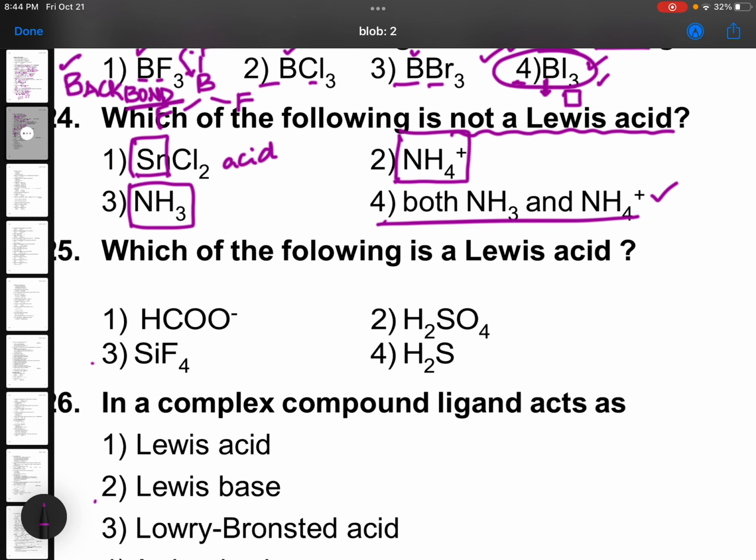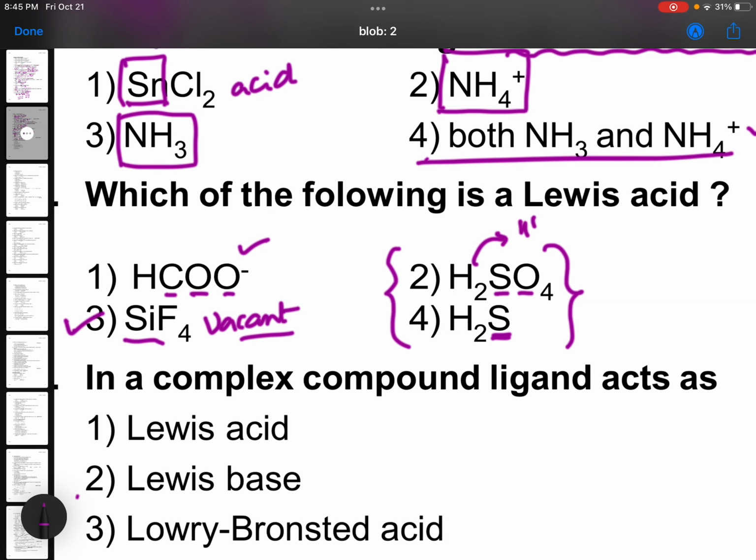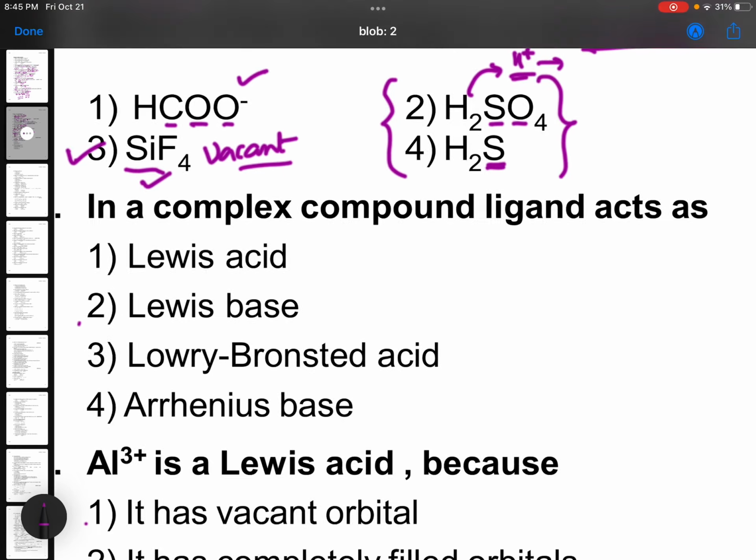Which of the following is a Lewis acid? Again, to be Lewis acid, it is silicon tetrafluoride because it has vacant orbitals. Here you can see carbon, oxygen. These are of second period, no vacant orbitals except boron. H2S, H2SO4, you can't take these because they release H plus, so they are Arrhenius acids, or you can say Bronsted Lowry. To be Lewis acid, vacant orbitals. So SiF4 is the best option.